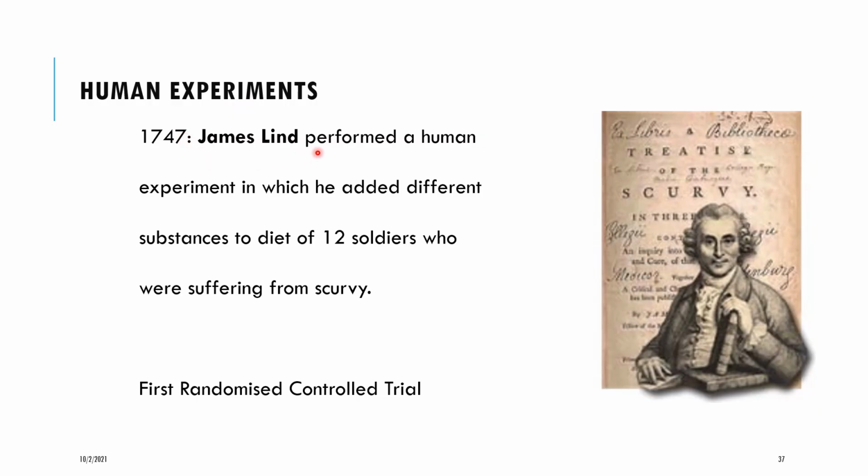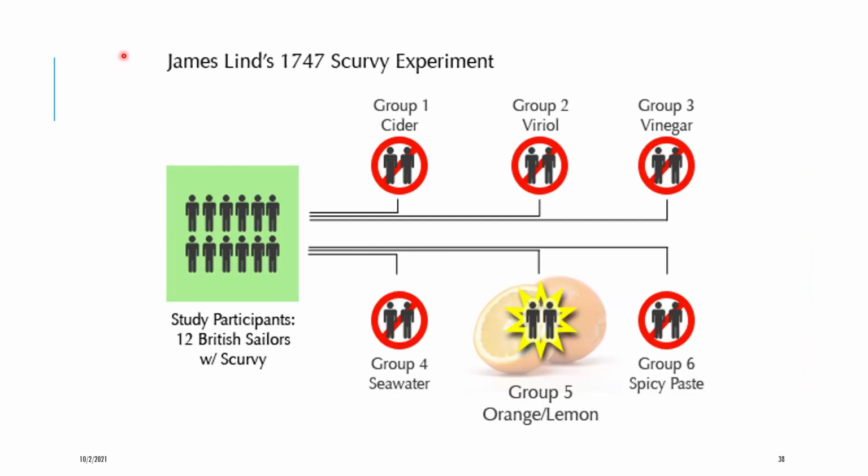The first ever randomized controlled trial was performed by James Lind in 1747 using 12 Navy sailors who were suffering from scurvy. In James Lind's scurvy experiment, the 12 sailors were split into 6 groups of 2, and the following interventions were given to them. And he found out that group 5, which received the orange or the lemon, were cured of scurvy. Hence, he was able to conclude that citrus fruits are a definitive cure for scurvy.